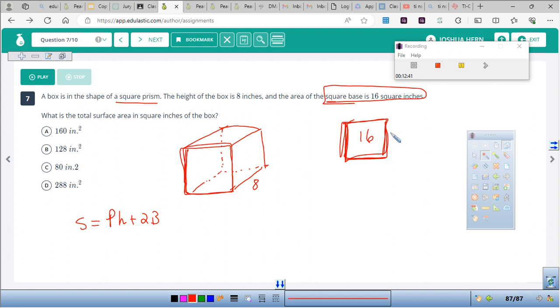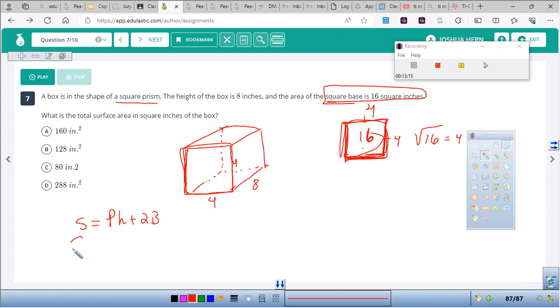Whenever you hear a square, you want to automatically start thinking square root, which gives us 4. So now we know the side of the square is 4, because the side is the same as the other side. The square units inside the square are 16, which makes a perfect square, and the square root of it is 4. So it's a 4 by 4 by 8.